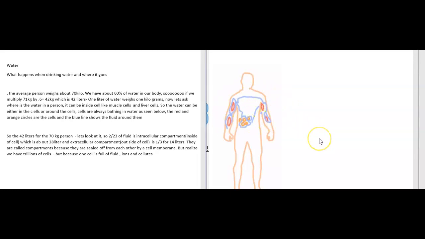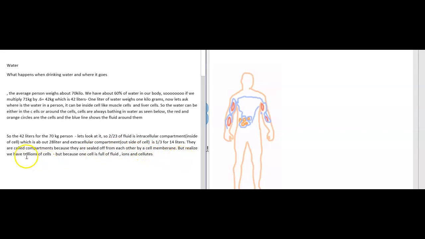Okay, so the 42 liters for the 70 kilogram person. Two-thirds of fluid is in the intracellular compartment, inside the cell, which is about 28 liters, and the extracellular compartment is outside the cell. So outside the cell is 1/3, or 14 liters. They are called compartments because they are sealed off from each other by a cell membrane.